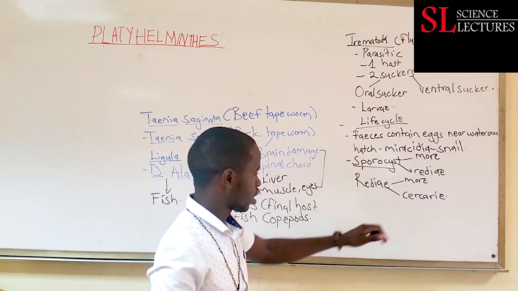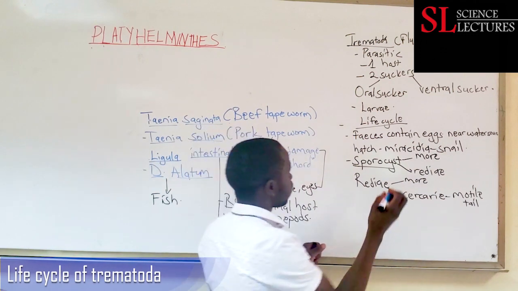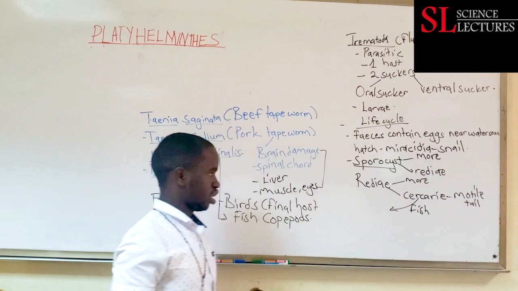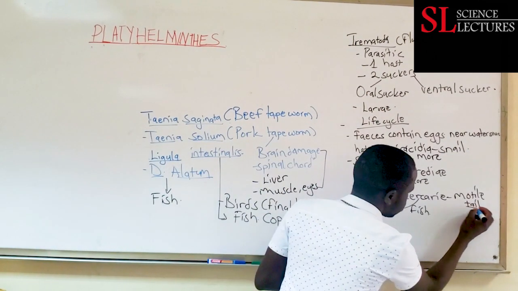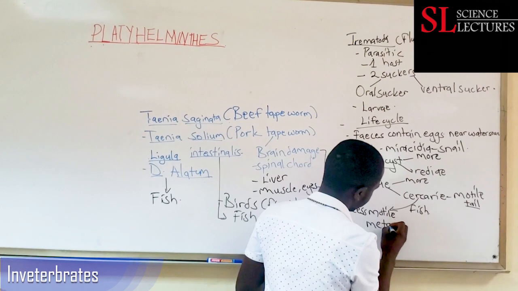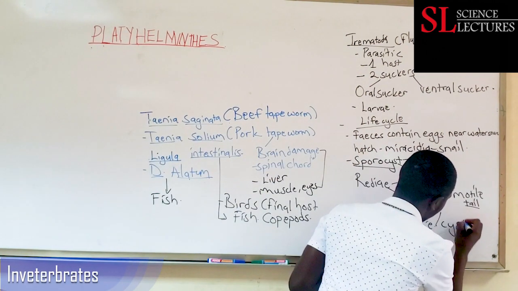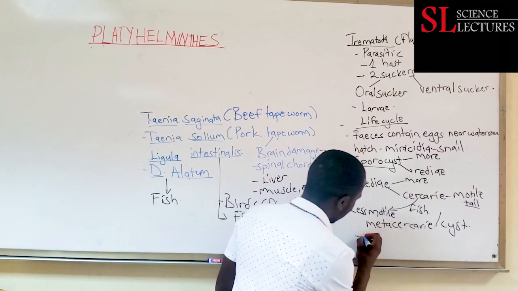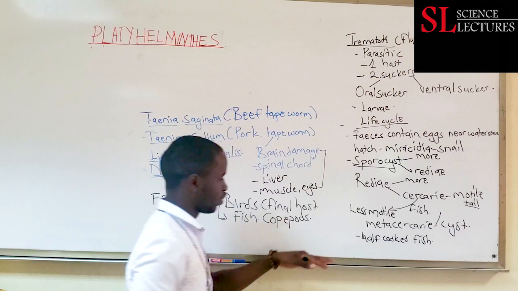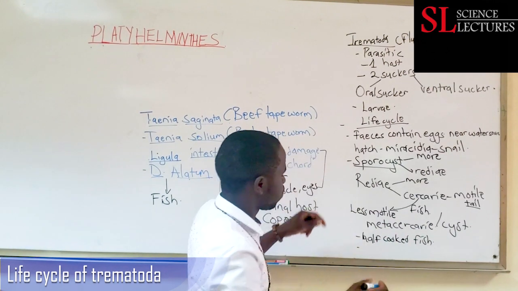Then this cercaria is motile. It's motile because it has a tail. And the role of the cercaria, it will leave the molluscan host and look for another host, which is usually a fish, for example. Then within the fish, after some time, it will lose the tail and become non-motile, to form another type of larvae called a metacercaria. And this metacercaria is the one that will form a cyst within the fish, so that in case there is eating of half-cooked fish, this metacercaria shall be taken in, and it will be the one to form a new fluke.